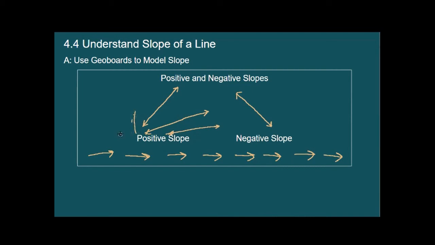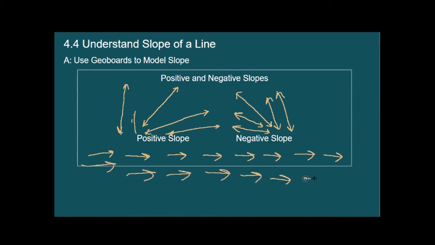Oops, that was a horrible sketch. I'm going to try to do it. This is still positive, right? As long as it's going uphill from left to right, it's still positive. Same thing with negative. It doesn't matter how steep or how not steep it is. As long as it's going downhill from left to right, it is a negative slope. Those are kind of the same, but you get the idea. So positive slopes, as you're going from left to right, go uphill, and negative slopes go downhill. So keep that in mind.